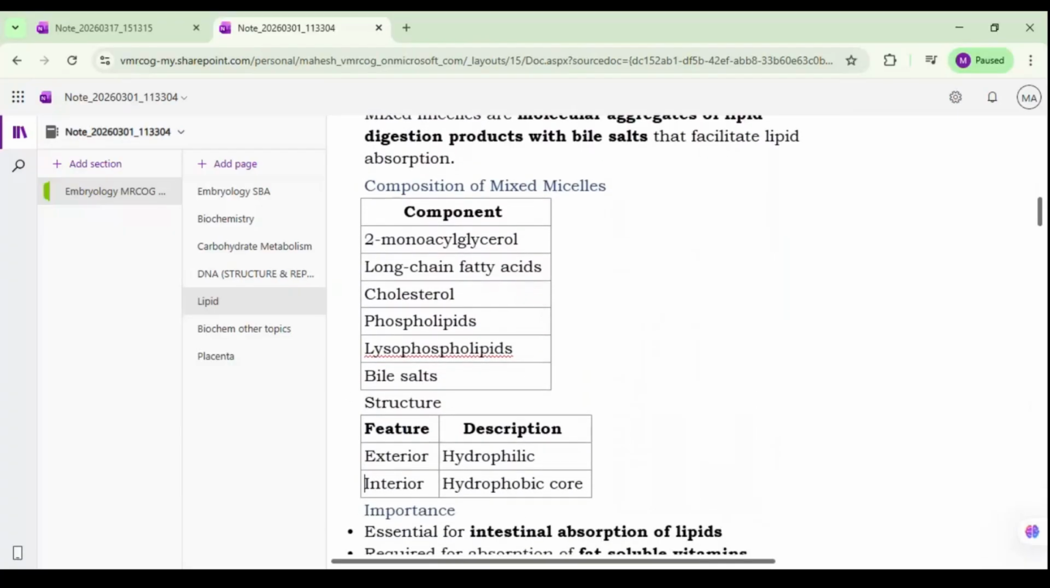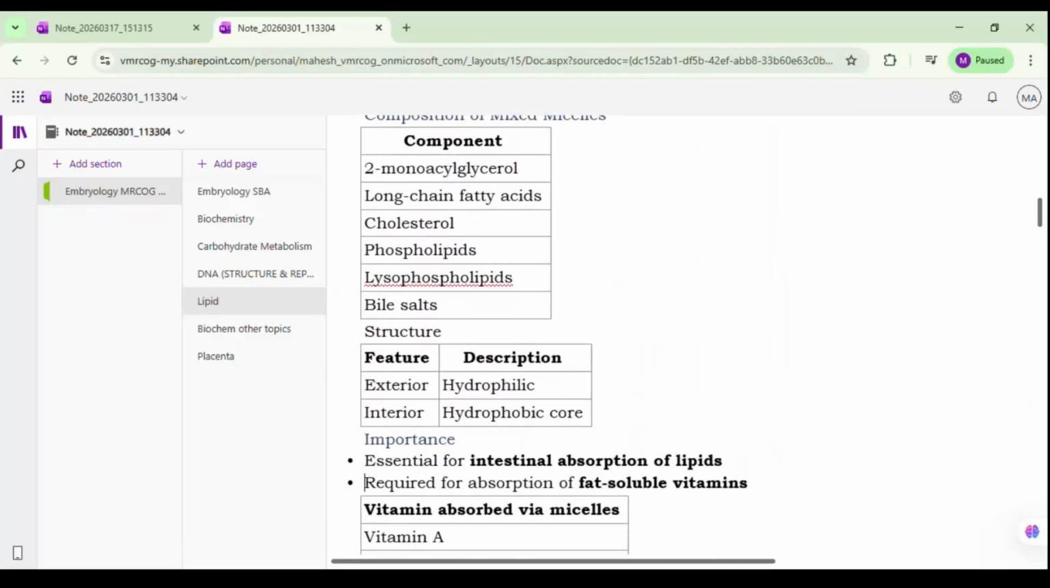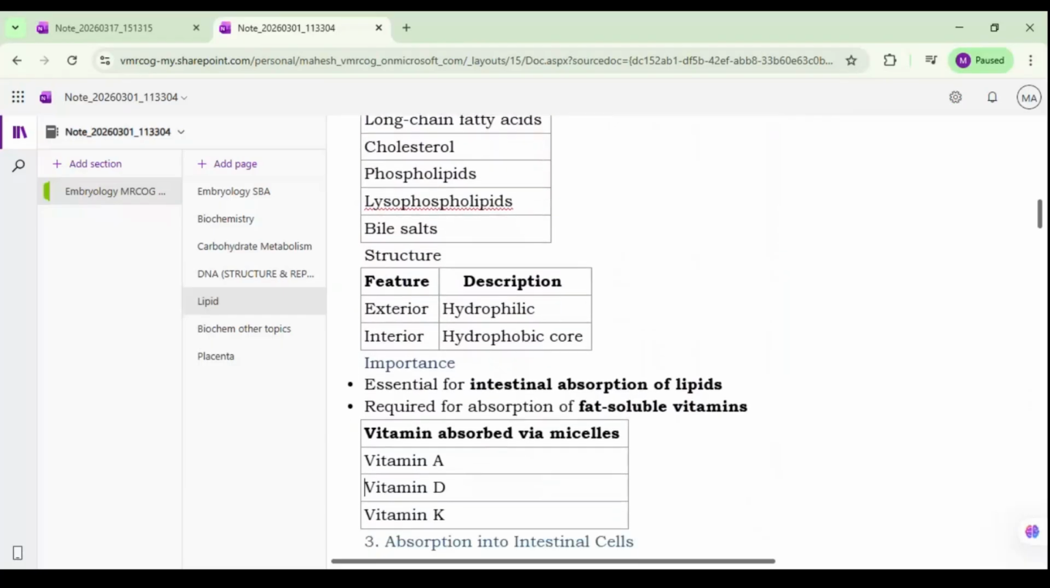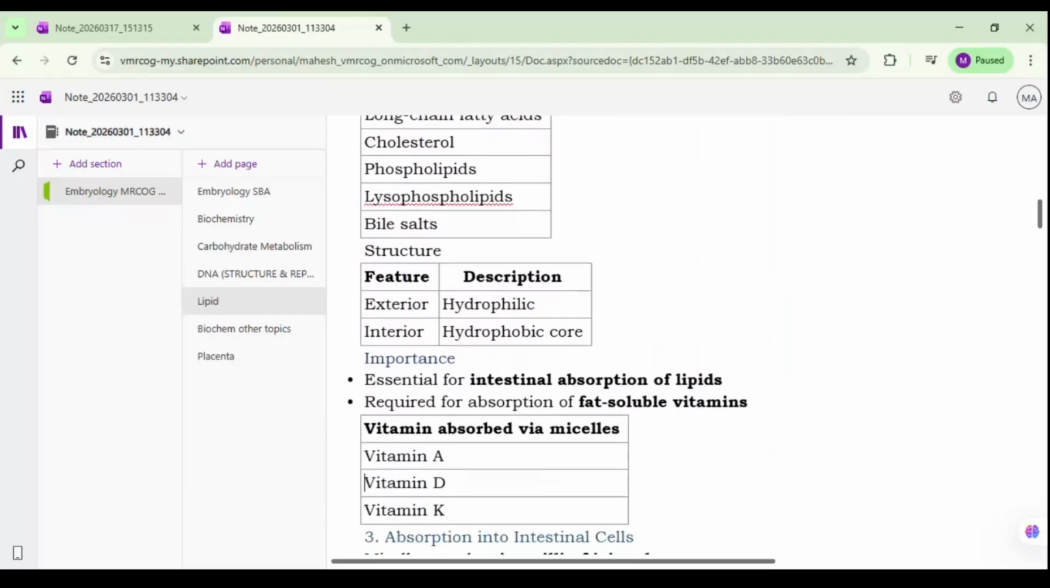Okay. So basically, what is the structure of this micelle? From outside, it is hydrophilic, but from inside, it has got a hydrophobic core. Okay. So it is essential for intestinal absorption of the lipids, and it is also responsible for the absorption of the fat soluble vitamins. Because it is hydrophilic from outside, it will be easy for absorption of these fat soluble vitamins, and these are vitamins A, D, E, and K.